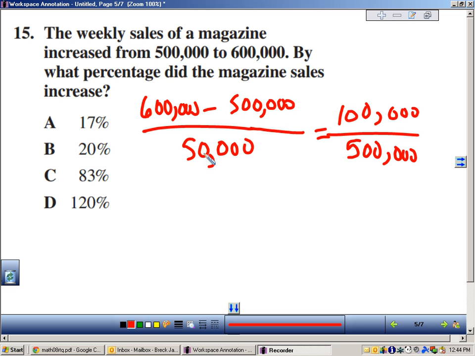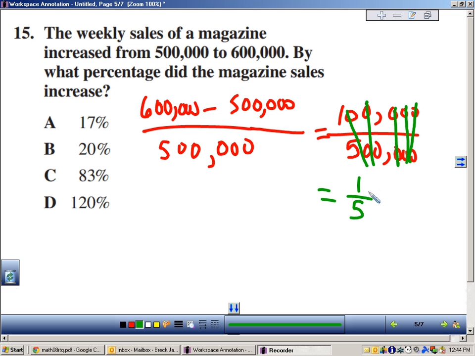And I forgot a 0 here, so let's fix that. And so you can cross off the zeros to the right here. 1, 2, 3, 4, 5. So it's 1/5. 1 out of 5. Again, that's one you could memorize. It's going to be 20%.